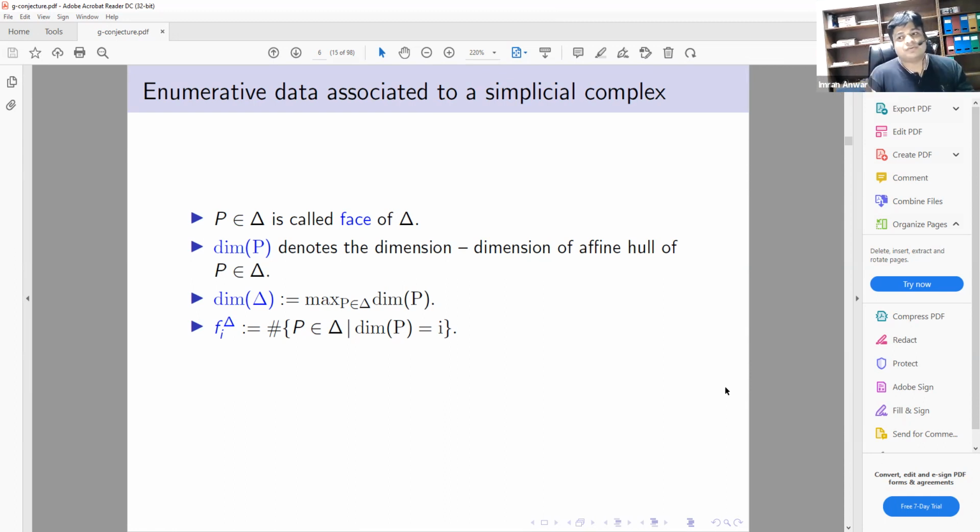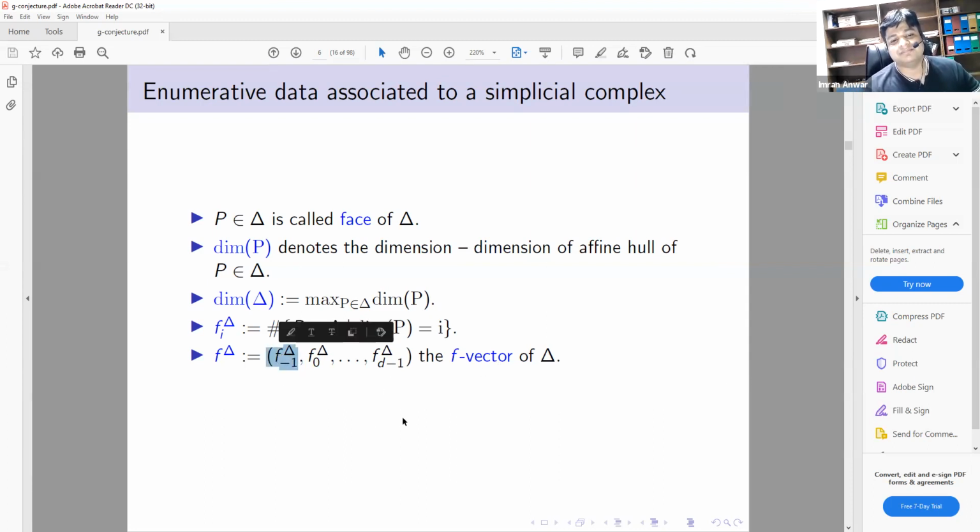So it is similar to talking about a 10-dimensional vector space. A 10-dimensional vector space can have one-dimensional subspaces, two-dimensional subspaces, three-dimensional subspaces, four-dimensional subspaces. Similarly, the idea is the same: if there is a d minus one dimensional simplicial complex, there will be some zero-dimensional faces, one-dimensional faces, two-dimensional faces, and so on. So f_i of delta basically records the number of faces of a particular dimension i. If I collect all these, zero-dimensional faces, one-dimensional faces, up to d minus one dimensional faces, I get the f-vector. There is one thing here which should raise some questions.